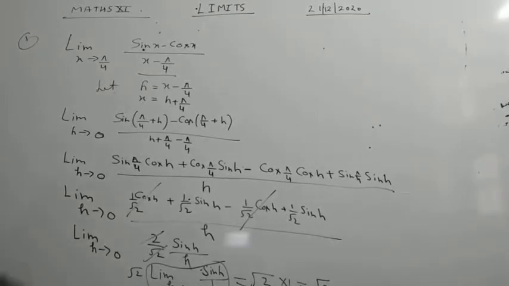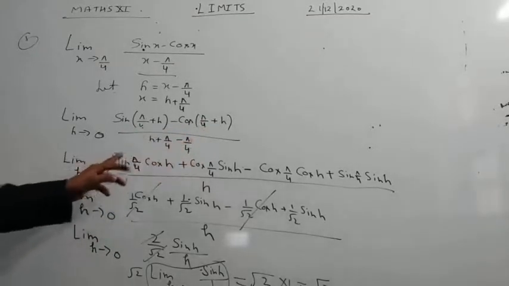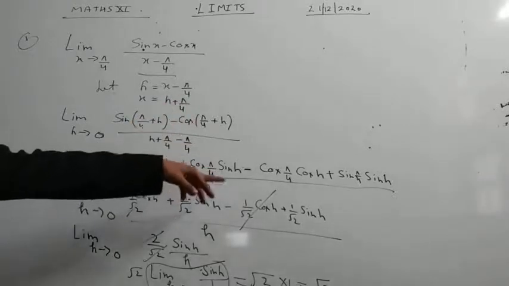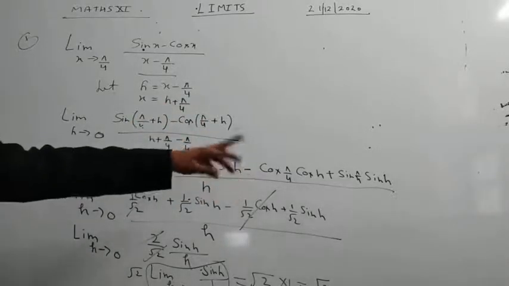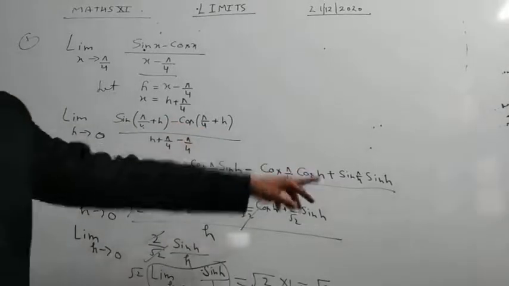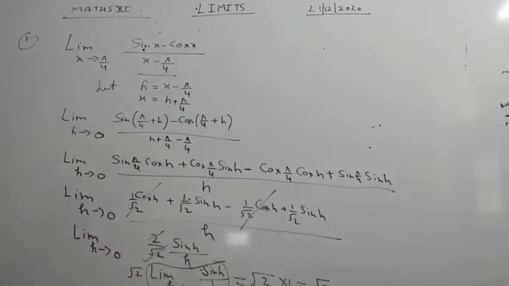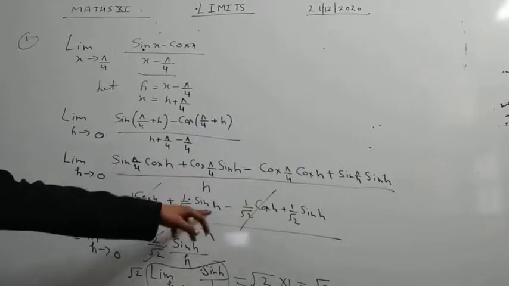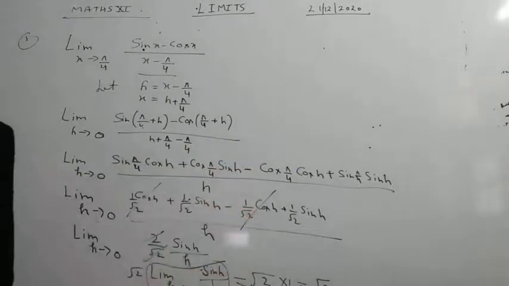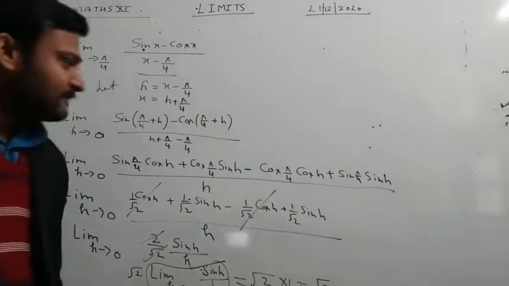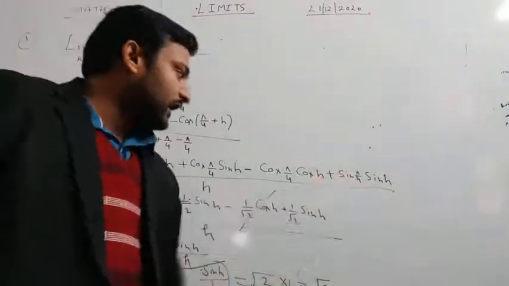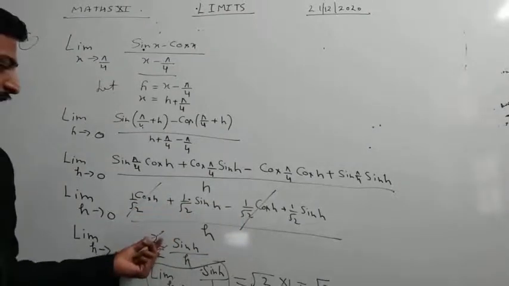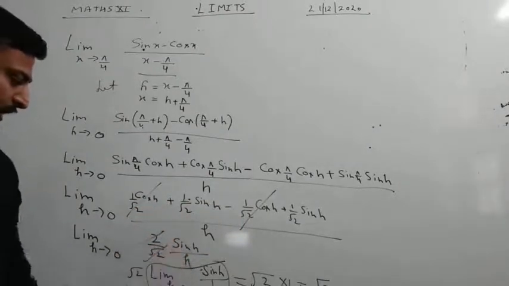And now we expand this term and this term. We know the formula of sin (a plus b) and cos (a plus b): sin a cos b plus cos a sin b, and cos a cos b minus sin a sin b. So here there is a minus, so the sign will be changed. So it will be plus, and the value of this is 1 by root 2 cos h, 1 by root 2 sin h, minus 1 by root 2 cos h, and plus 1 by root 2 sin h. It will be reduced and the remaining term will be 2 by root 2 sin h by h.